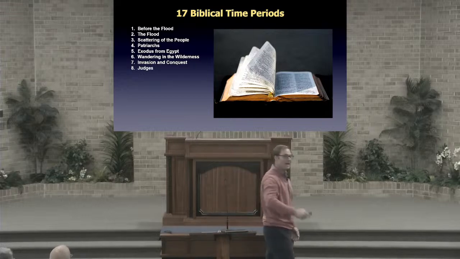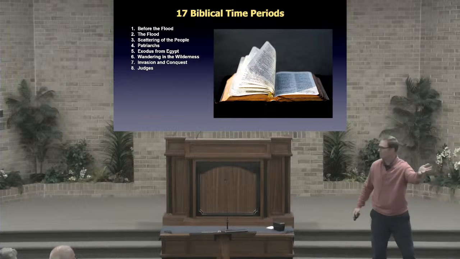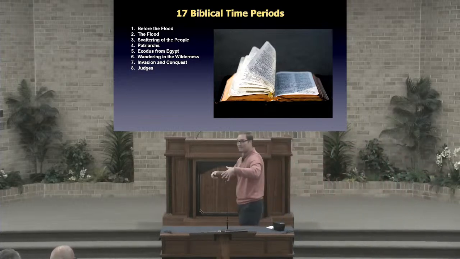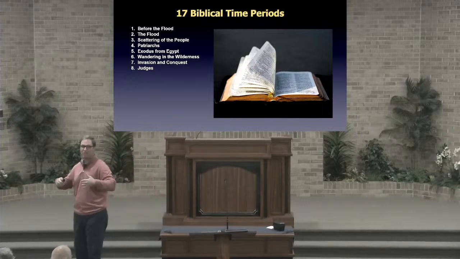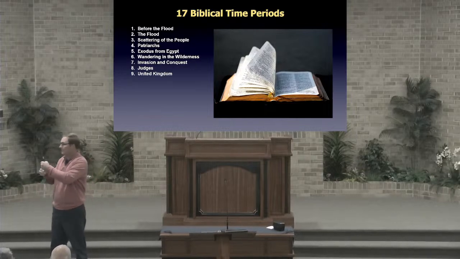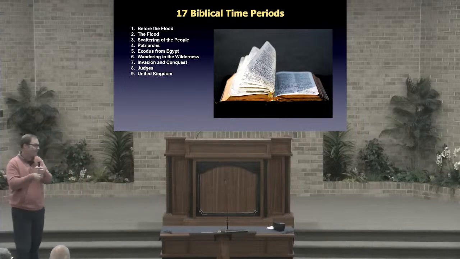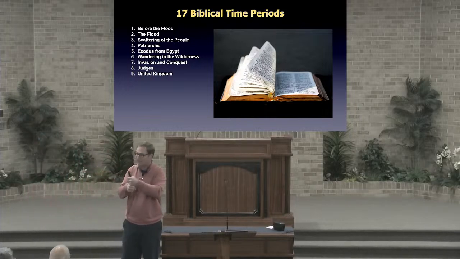Now, after the judges, 15th judge, Samuel. And the people came to Samuel, remember this story, 1 Samuel chapter 8, and they said, give us a king that we may be like all the nations. Okay, so God gives them a king, and that leads to the united kingdom. Israel is united. There are 3 kings in this period, Saul, David, and Solomon. But after the united kingdom, what happens?